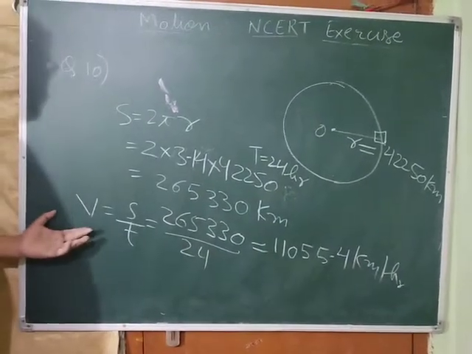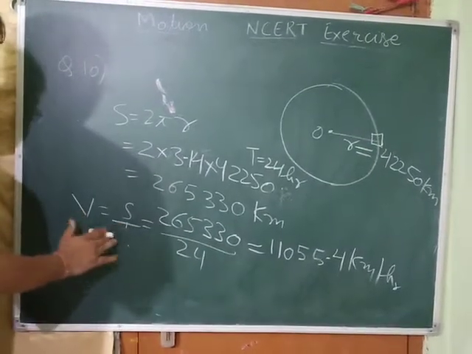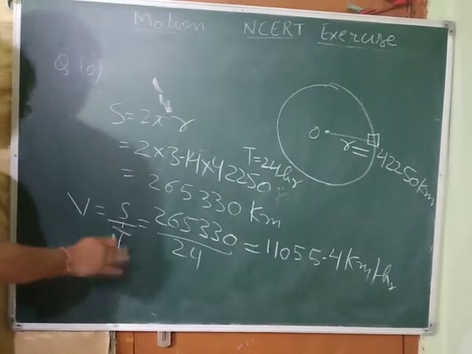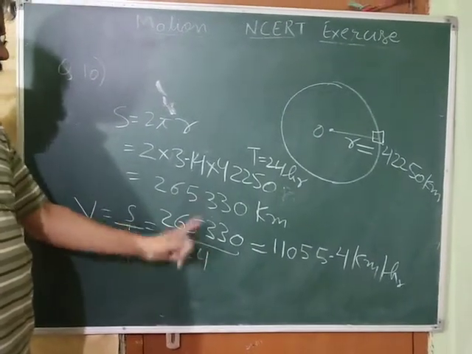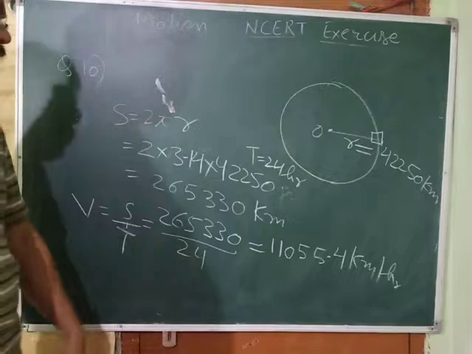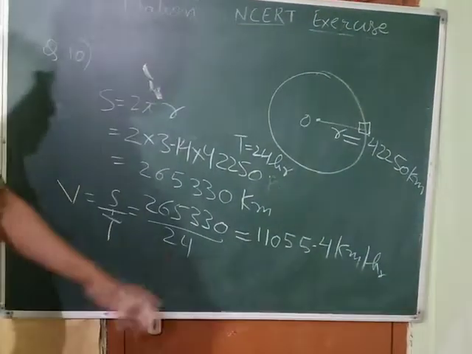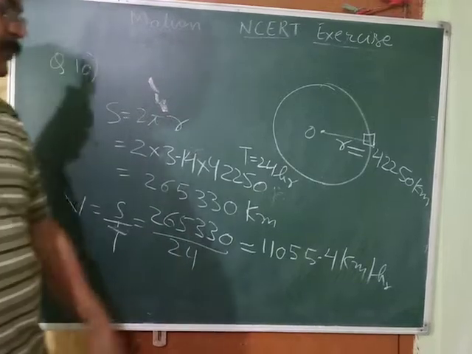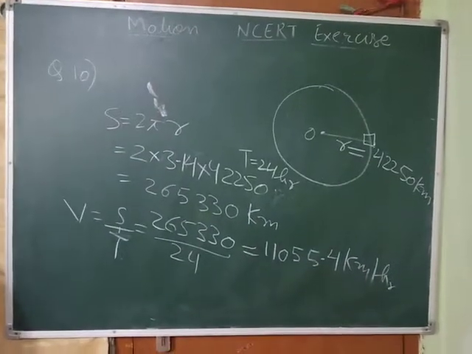Now we want to find out the speed. So speed is what? Distance traveled by time taken. Or I should write capital T here because the time period is there. So what do we get? This value of distance, that is 2,65,330 upon 24. When you divide, you get 11,055.4 kilometer per hour. In this way, we get the speed of the satellite.